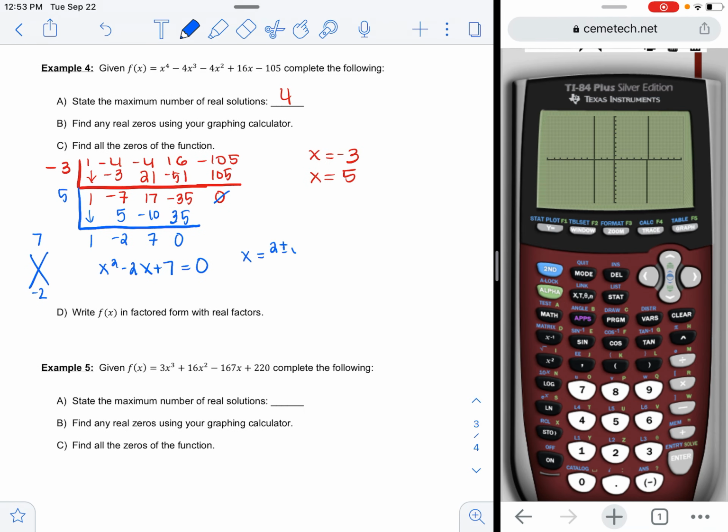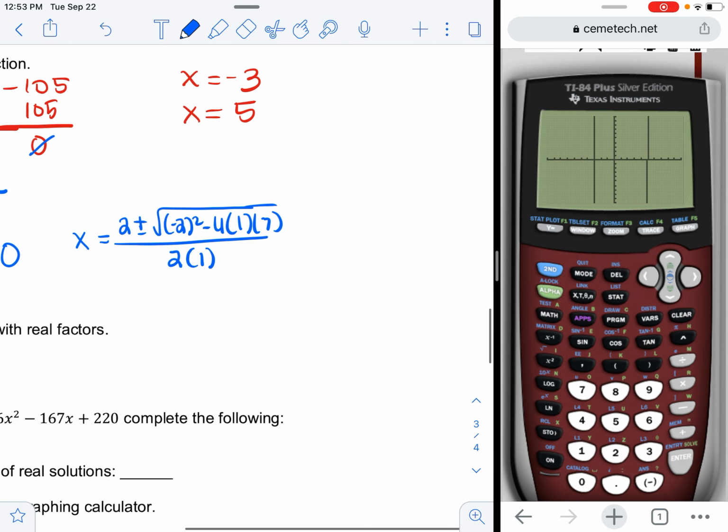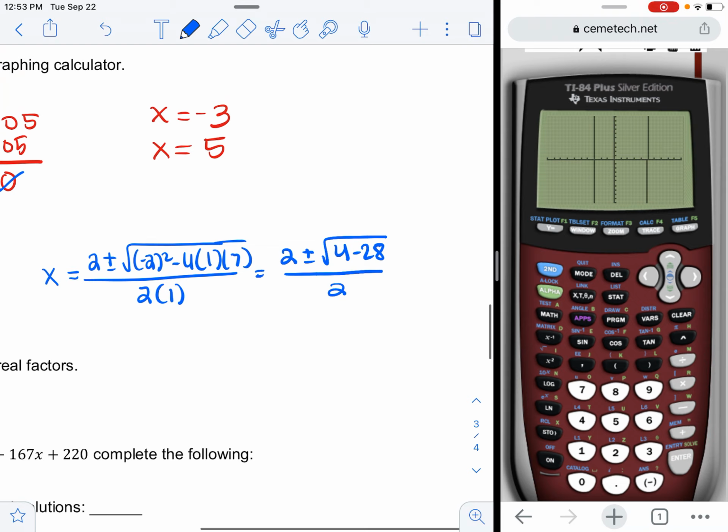So I have x equals the opposite of b plus or minus the square root of b squared minus 4 times a times c all over 2 times a. Now I need to clean that up. So I have 2 plus or minus the square root of 4 minus 28 all over 2. And I have x equals 2 plus or minus the square root of negative 24 all over 2.